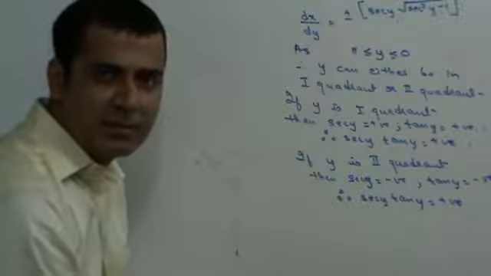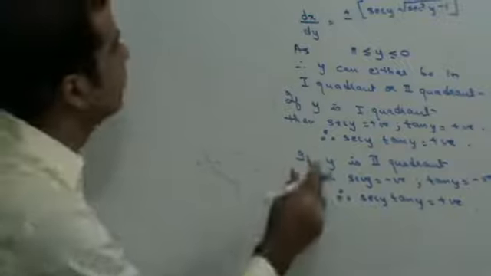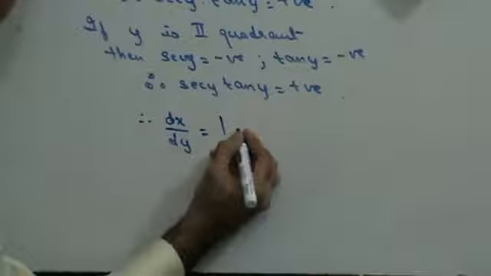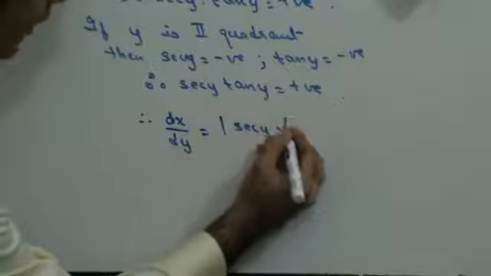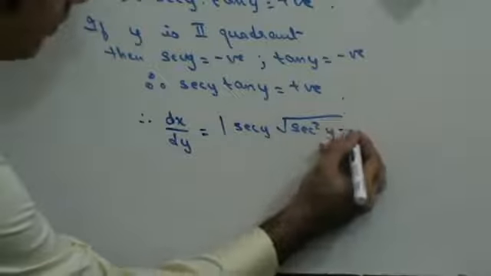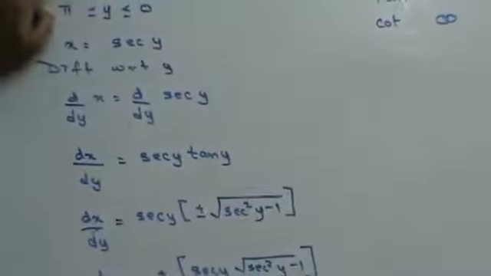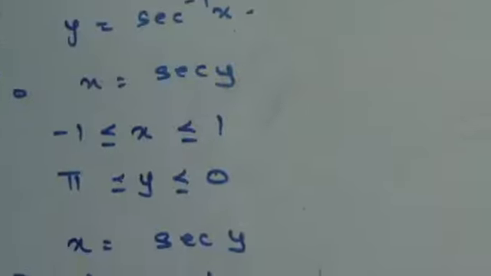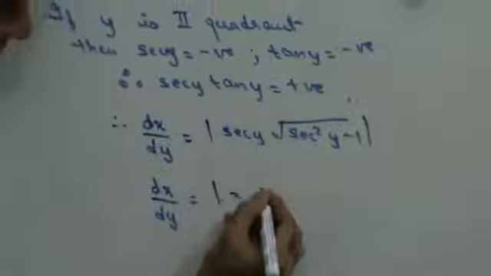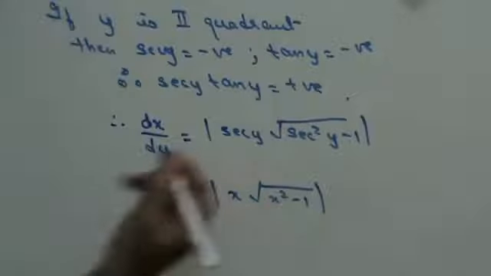And this in maths is represented with the modulus function. Therefore I can say that dx by dy, the answer is always going to be positive. So out of the positive negative sign, I will eliminate the negative sign, put a modulus sign, and write this as sec y square root of sec square y minus 1. But right in the beginning of the sum we had assumed the value of sec y to be x. So I can substitute this here. I will get dx by dy is modulus of x square root of x square minus 1.